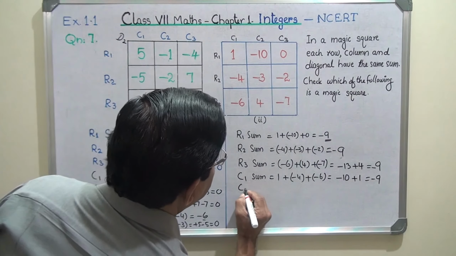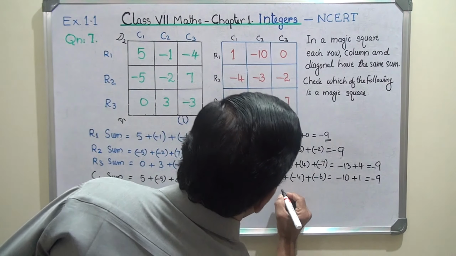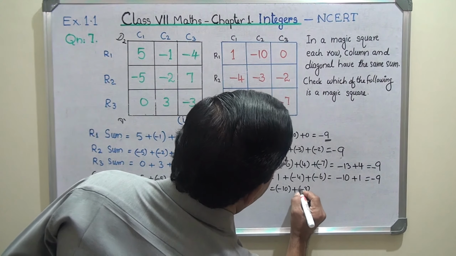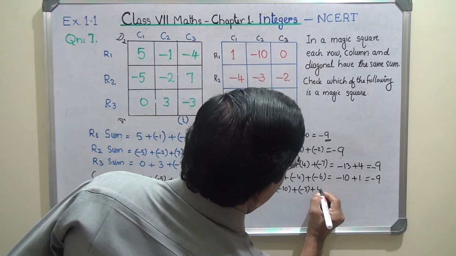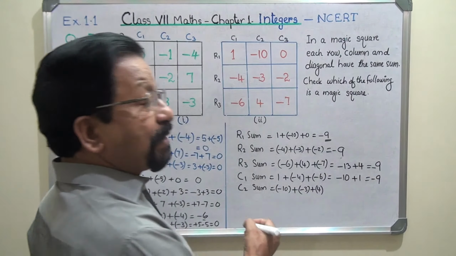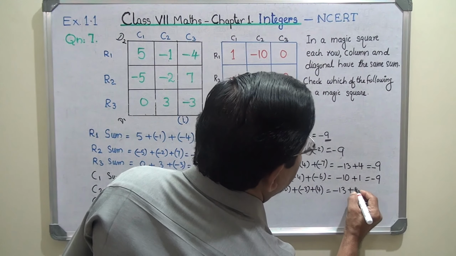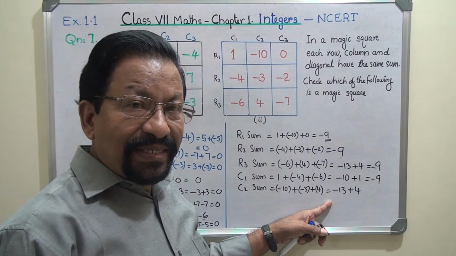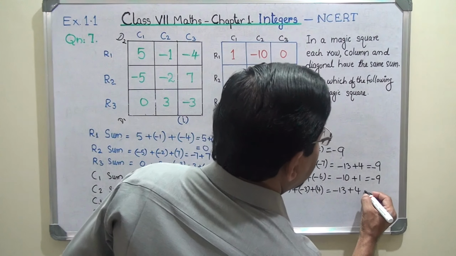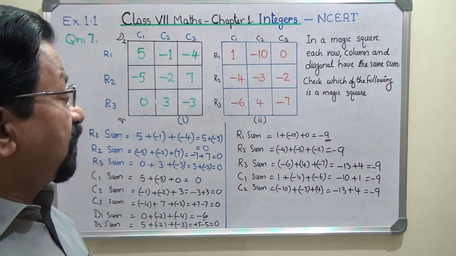C2, what is the C2 sum? C2 equals minus 10 plus minus 3 plus 4, that is plus 4 only, no need of writing the sign. Minus 10 plus minus 3 is minus 13. Then again plus 4. One is a negative integer, one is a positive integer. The difference is 9. What is the sign of the bigger number? Minus 9.